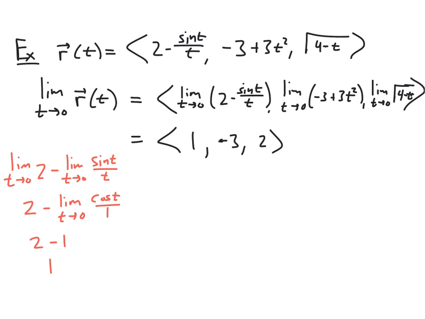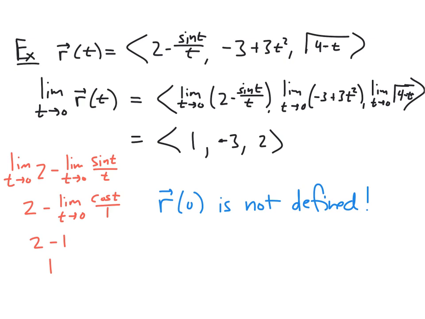Right? Now, one thing I want to point out about this particular function, we just found that the limit as t goes to 0 of r of t is this vector 1, negative 3, and 2. I want to point out that r of 0 is not defined. I didn't give an interval where this vector function was defined, but certainly any interval that is going to exist where this function exists cannot include 0.